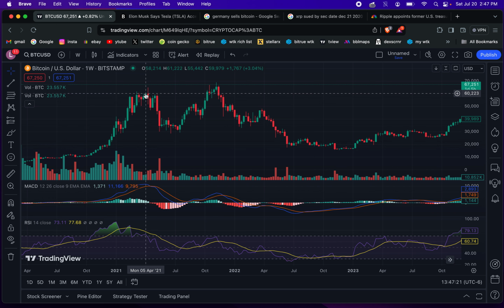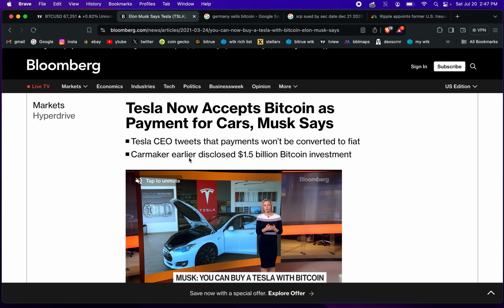March 24th, 2021 is right here. And then a few weeks later, they're like, oh, we're selling Bitcoin. So that's usually the bottom. Right here, you would have sold at 61,000. Then when they said they're not accepting Bitcoin, it went to 30,000. So sell the positive news, guys.